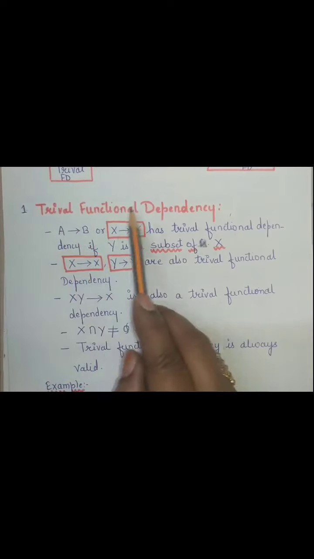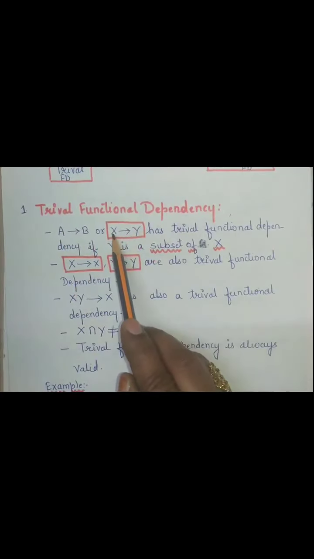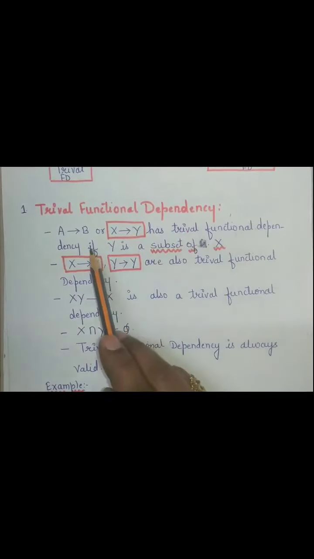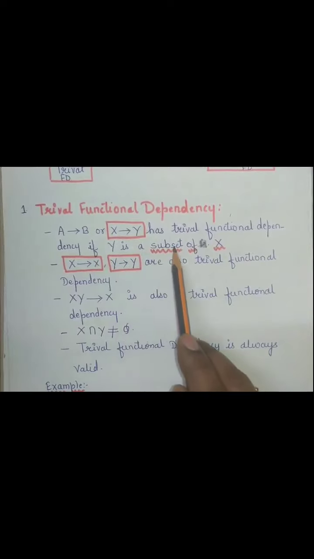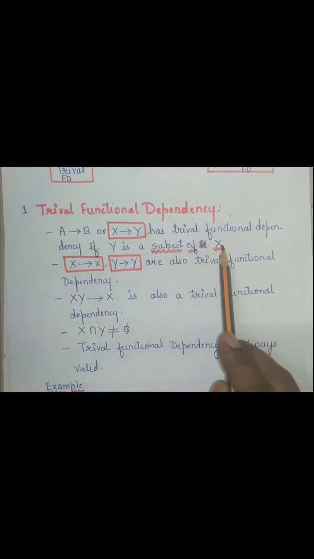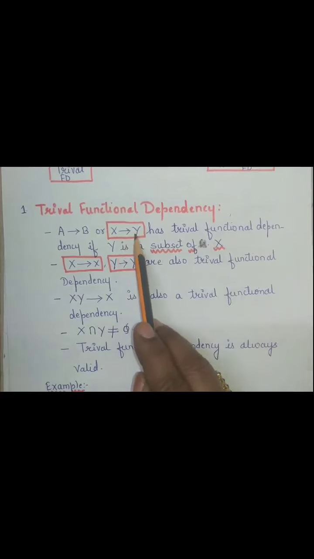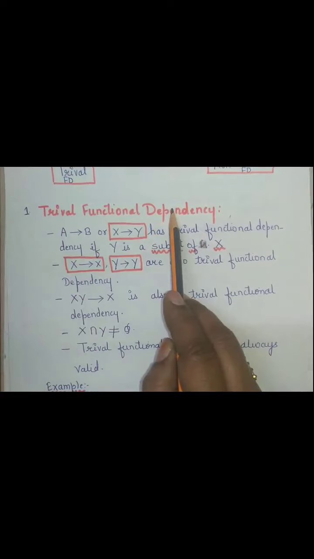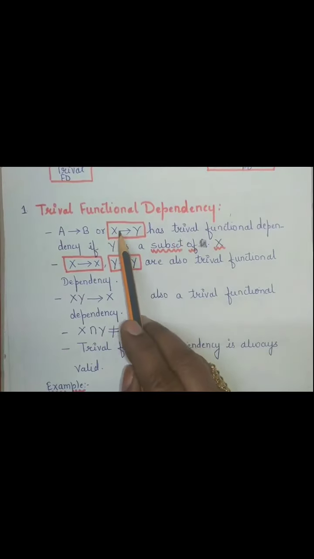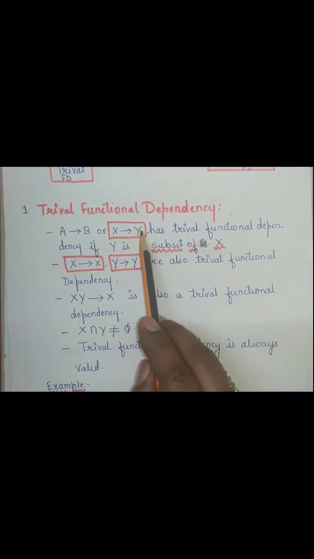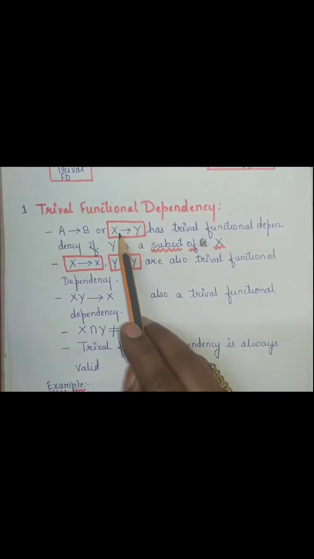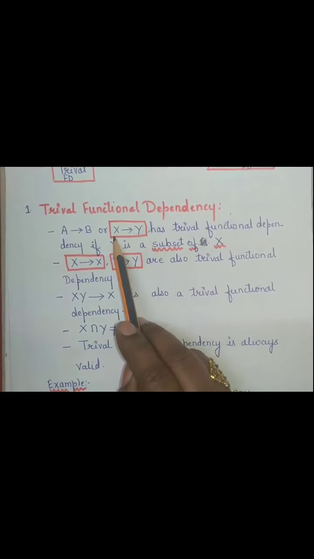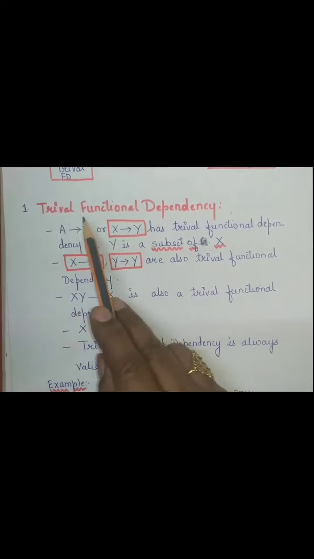Trivial functional dependency. Okay. So here X determines Y is a trivial functional dependency if Y is a subset of X. So for any functional dependency to be a trivial functional dependency, there is a condition that if X goes to Y, then Y is a subset of X. This is the first necessary condition for a trivial functional dependency.